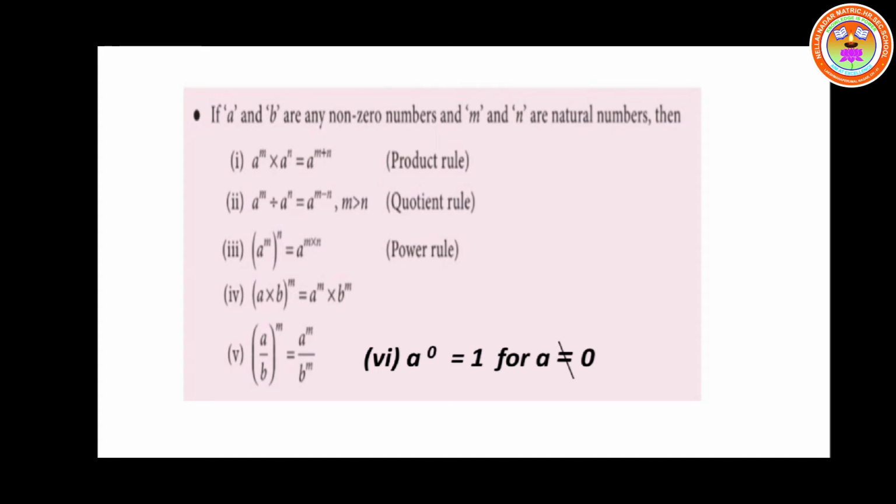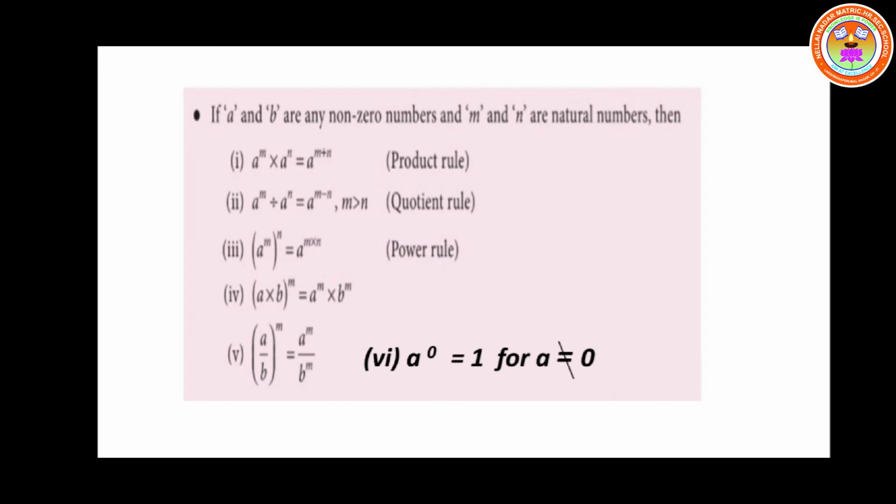Okay. Second one, a power of m divided by a power of n, that is called the quotient rule. So when the divide symbol is involved, the answer will be a to the power m minus n. Okay, the bases are same and the powers will be subtracted, m minus n. Okay, and third one, a power of m the whole power of n, that is the power rule. You can multiply the powers, a to the power of m and the whole power n. Okay, so you can multiply m and n, so your answer will be a to the power of mn.